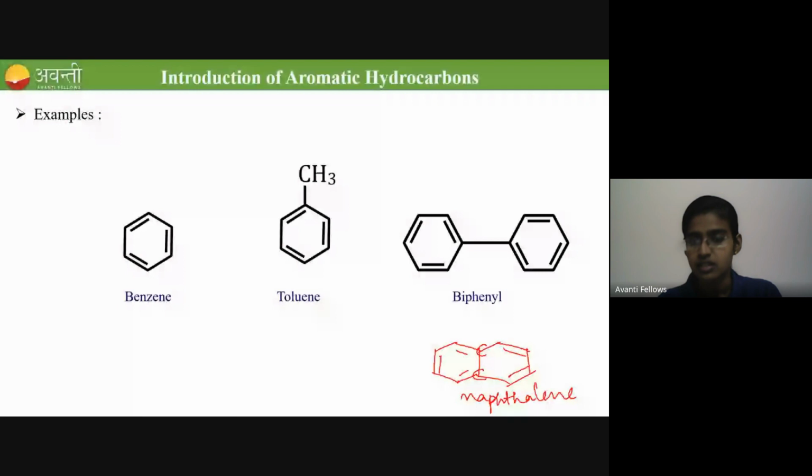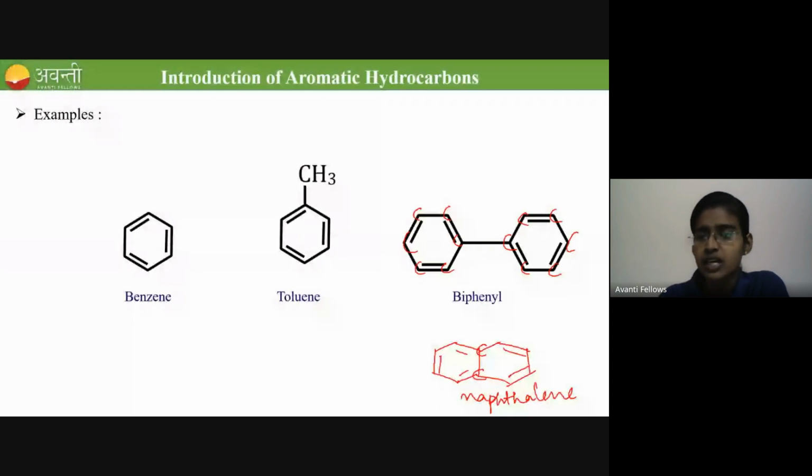So here in this biphenyl you see, 1, 2, 3, 4, 5, 6. Now these two are separate rings. And here 1, 2, 3, 4, 5, 6. Okay, 6 carbons.